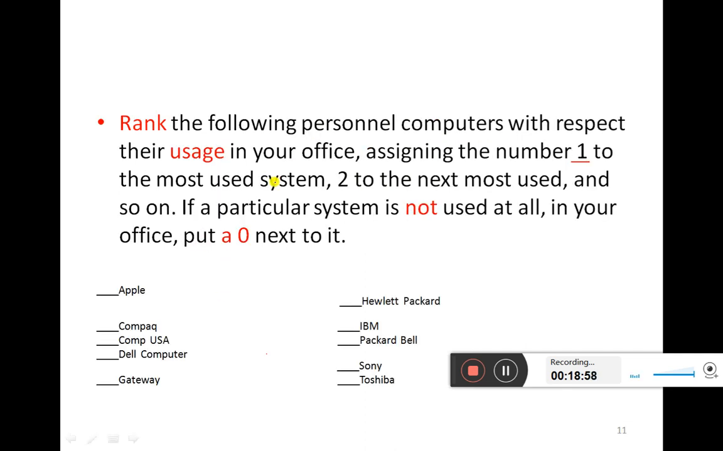Following are personal computers. We want to buy some personal computers, with respect to their usage in your office. From the office usage point of view, assign the number 1 to the most used system, 2 to the next most used system, and so on. And if a particular system is not used at all in your office, put 0. For example, Apple, Compaq, Dell, Gateway, Hewlett Packard, IBM, Packard Bell, Sony, Toshiba. Which of these is used most in your office?